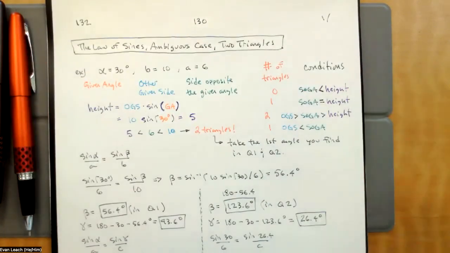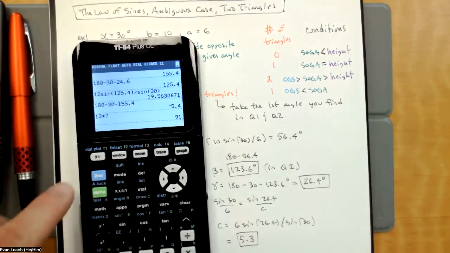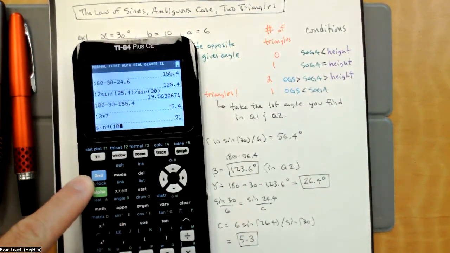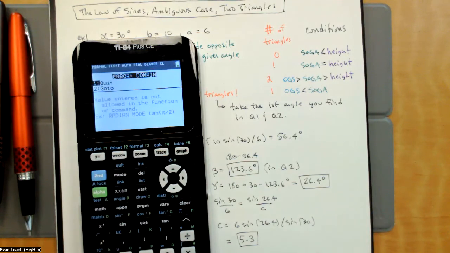If you're in this situation where the side opposite the given angle is less than the height, and you don't check the height beforehand, don't worry, the numbers will let you know. If I put a equals 4, then the first thing we would do is try to do the sine inverse of 10 times the sine of 30 divided by 4, and it would give us an error. And at that point, we would say, hang on a second, did I do that right?